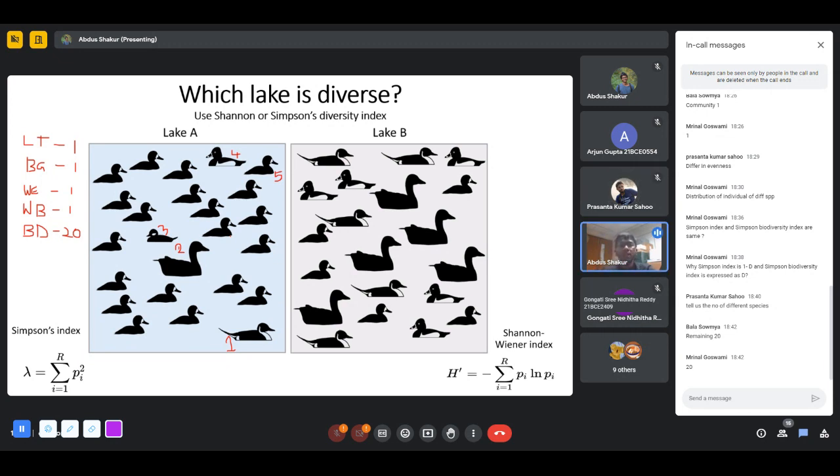Now we have the number of individuals of each species. If you do the total, what is the total? Total T, how many individuals? 20, 21, 22, 23, 24.